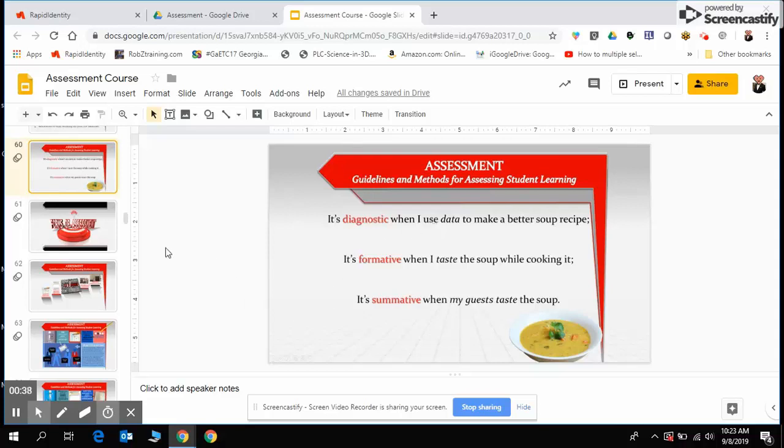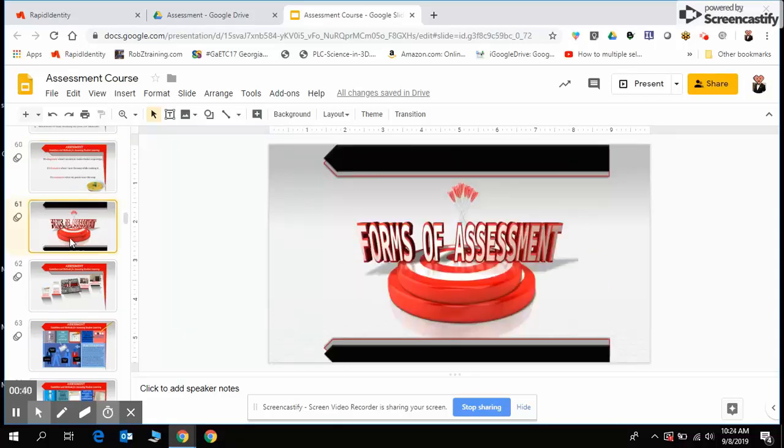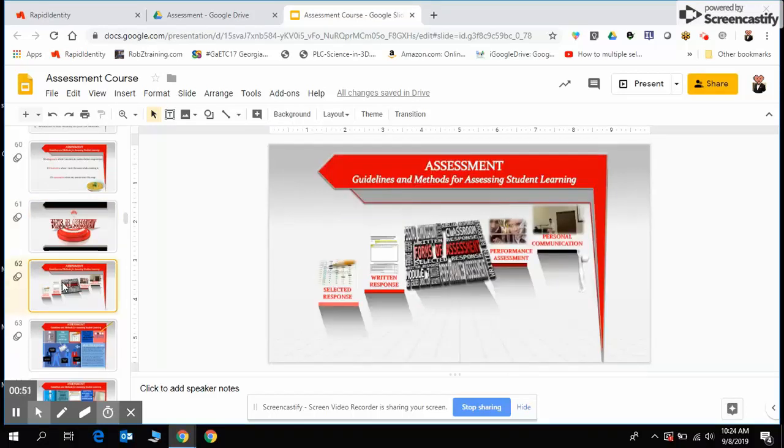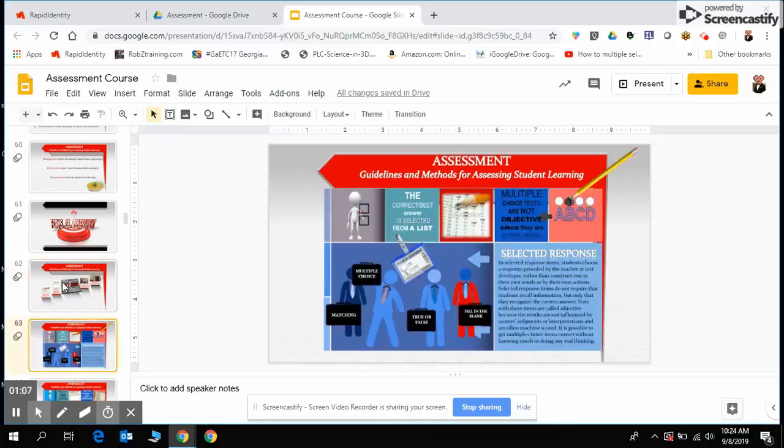Now we're going to talk about the forms of assessment and essentially how we view assessment, how much it shows us about the knowledge of our students. So of course, when we talk about assessment, there are different types here: selected response, written response, performance assessment, and then personal communication. Right now, as we look at this, selected response and written response are probably the two major assessments that we do in class.